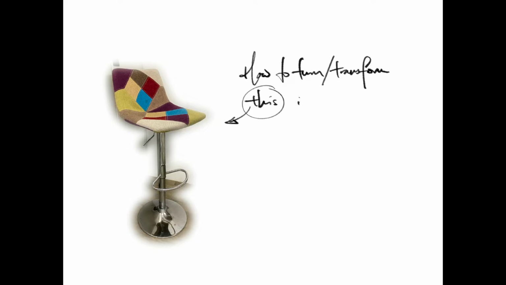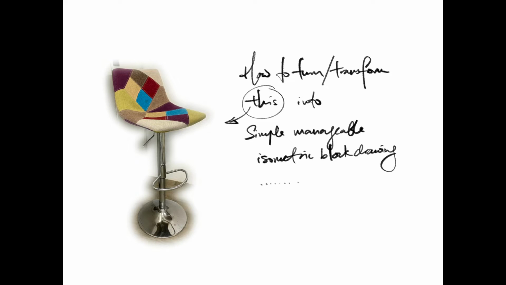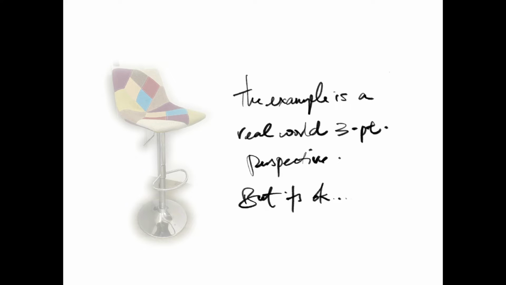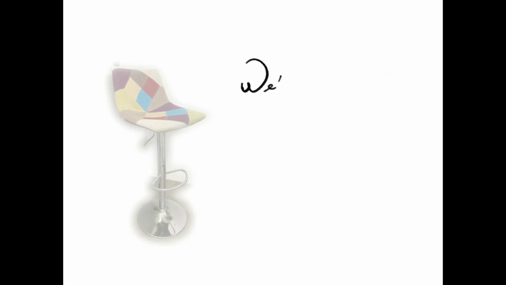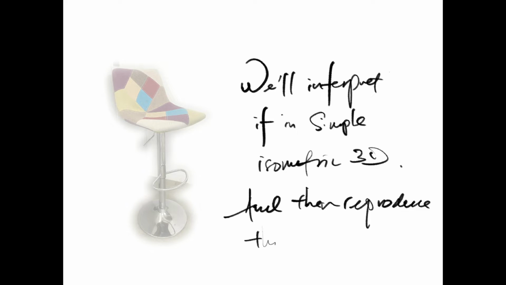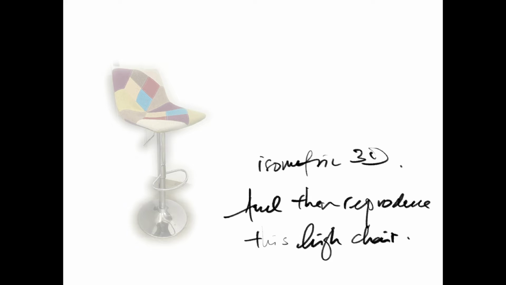In this video, I'm going to show you how to transform a real-life object into a 3D isometric form. In the real world, everything is presented in 3-point perspective, but it is okay. All we need to do is to interpret it. We'll learn to simplify it into simpler forms.